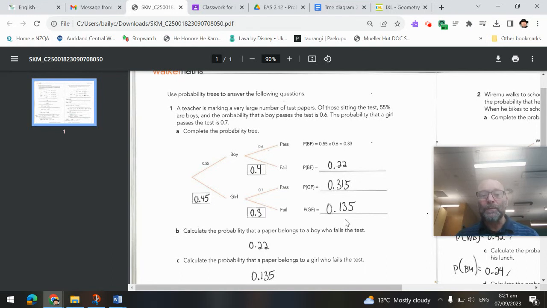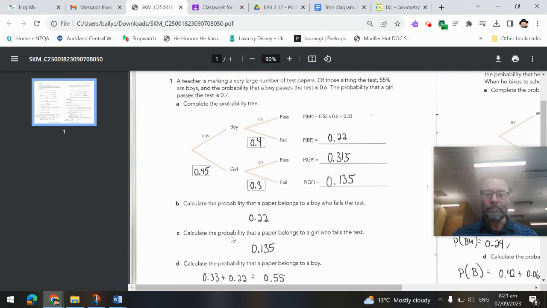Now that we've got all those probabilities, we're going to use those to answer the patai. So calculate the probability that a paper belongs to a boy who fails the test. Well, how many of these 4 outcomes are a boy who failed the test? Just that one. So that's the answer.